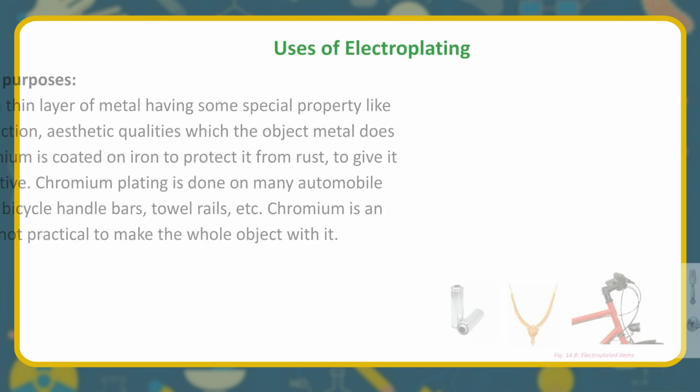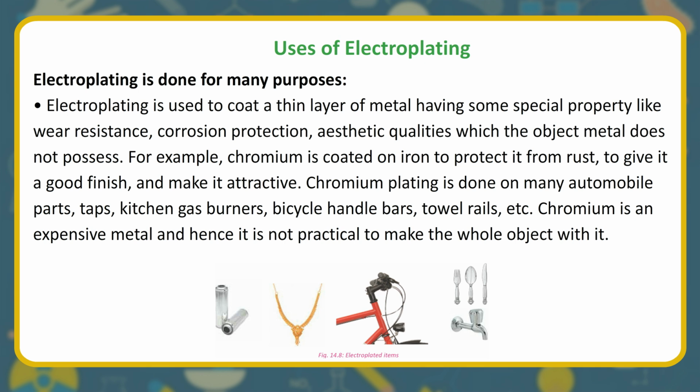Uses of electroplating. Electroplating is done for many purposes. Electroplating is used to coat a thin layer of metal having some special property like wear resistance, corrosion protection, aesthetic qualities which the object metal does not possess. For example, chromium is coated on iron to protect it from rust, to give it a good finish, and make it attractive. Chromium plating is done on many automobile parts, taps, kitchen gas burners, bicycle handlebars, towel rails, etc.